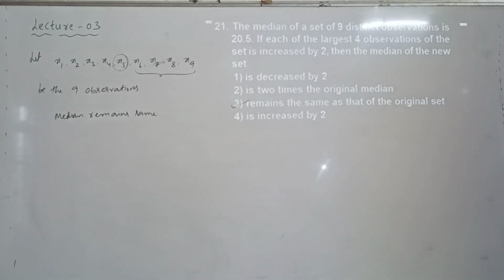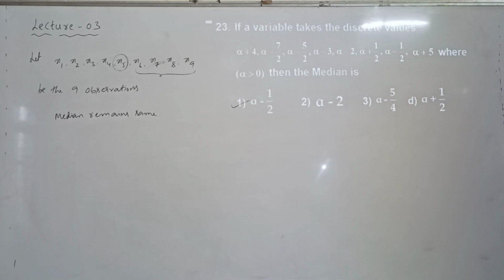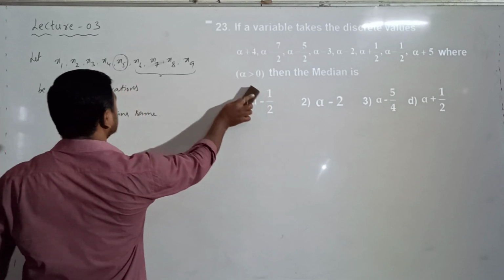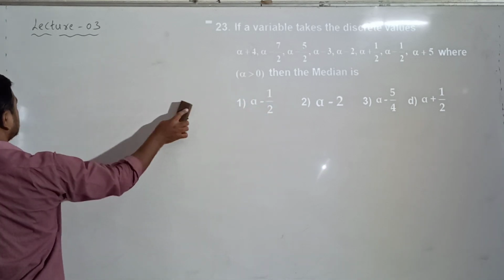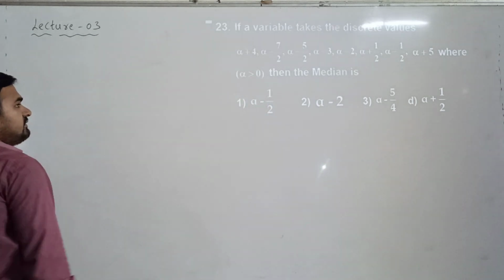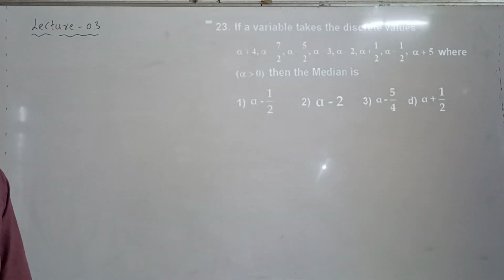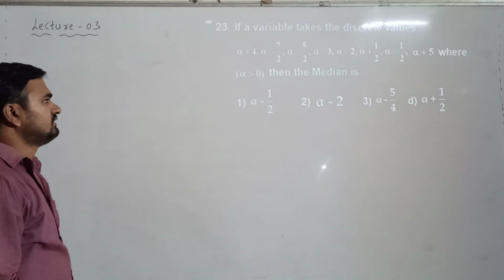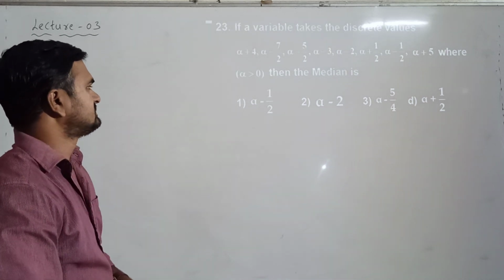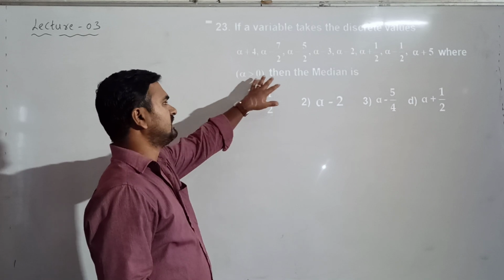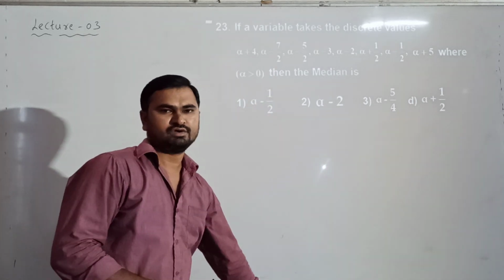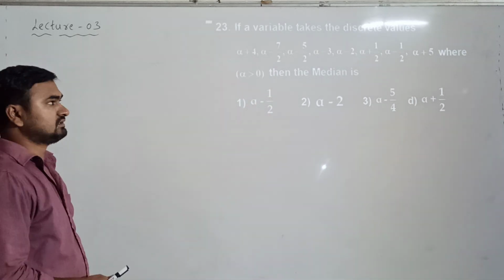Now let's see the next question. If a variable takes discrete values given as alpha plus 4, alpha minus 7 by 2, alpha minus 5 by 2, alpha minus 3, alpha minus 2, like this, where alpha is positive, then you have to find the median for this data.